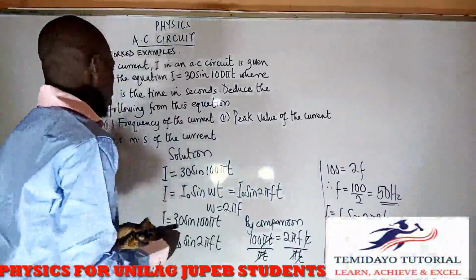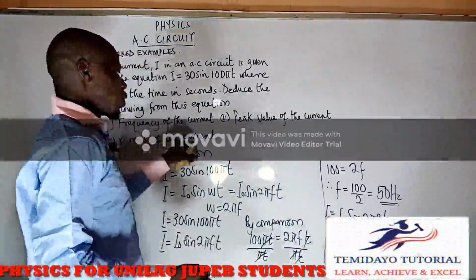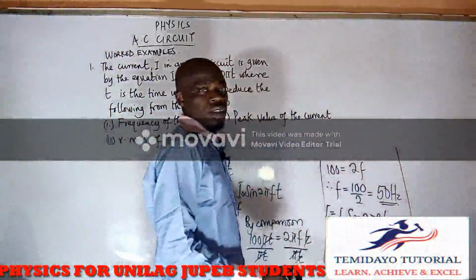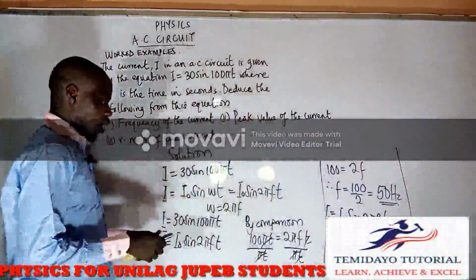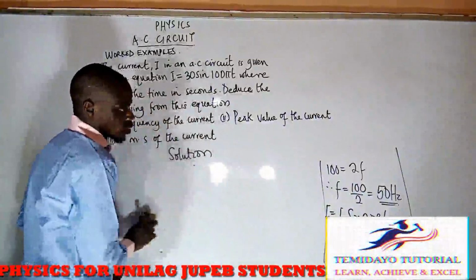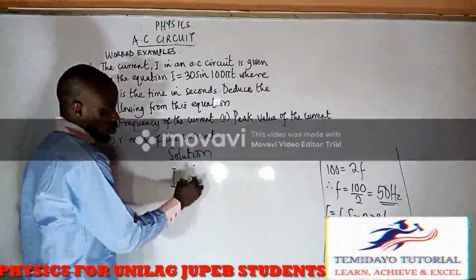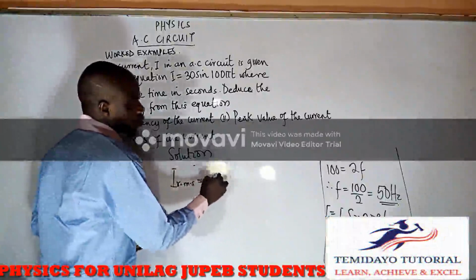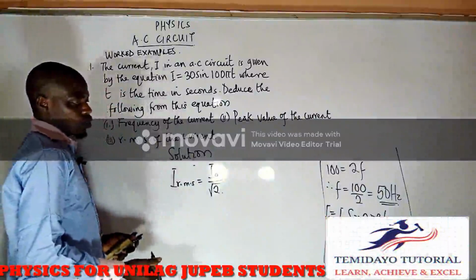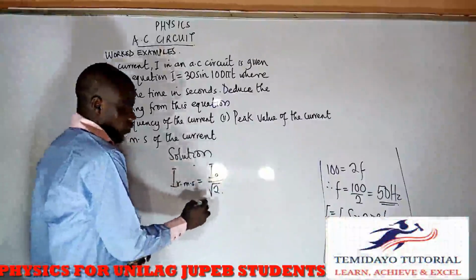Then the last but not the least is to find the root mean square value of the current. And from there, we have established our relationship. Let's see how we can solve it here. We want to determine the root mean square value. Our root mean square value of the current is equal to I naught over root 2. We have I naught as 30 amps.